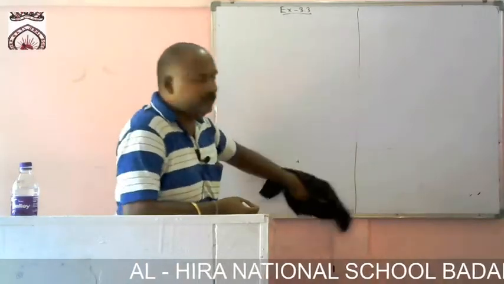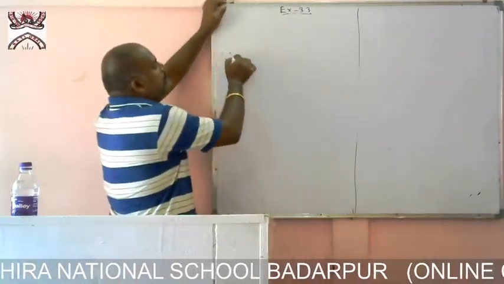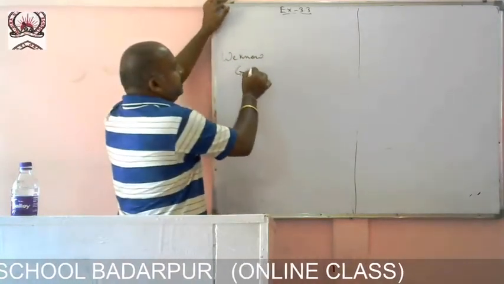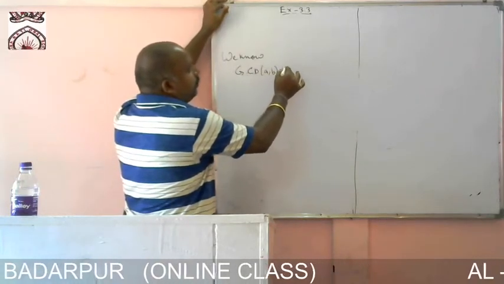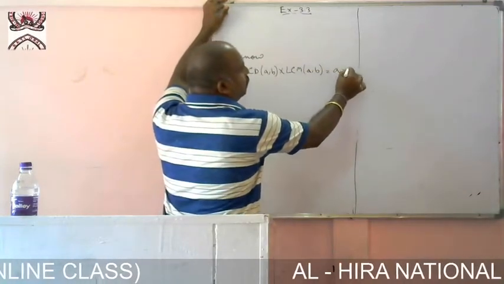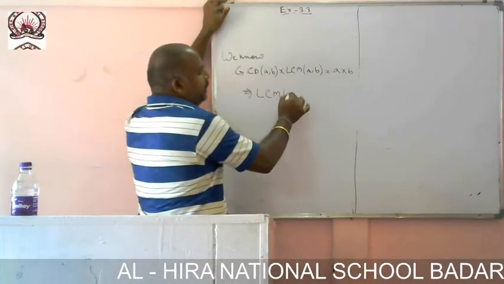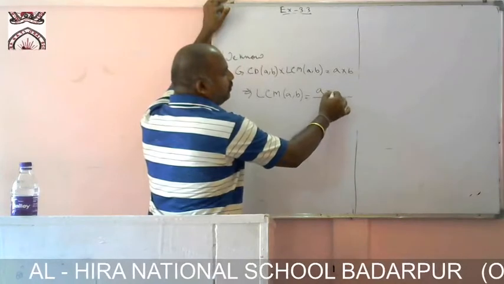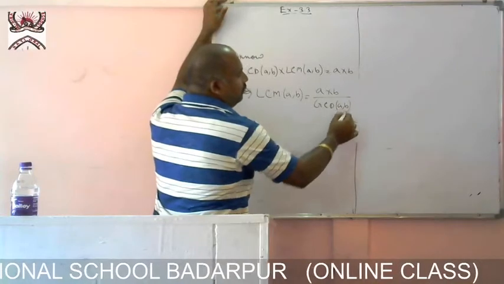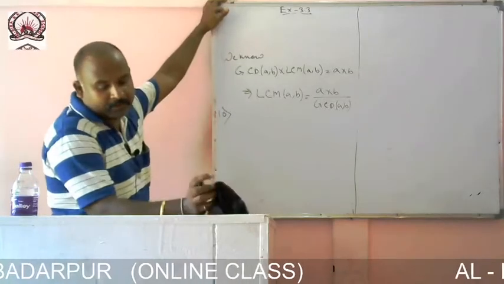Now we know that the GCD of any two numbers. To solve question number 10, we know that the GCD of numbers A and B into the LCM of numbers A and B is equal to the product of the two numbers. So if I want to find the LCM of A, B, it is nothing but the product of the two numbers divided by the GCD of A, B.